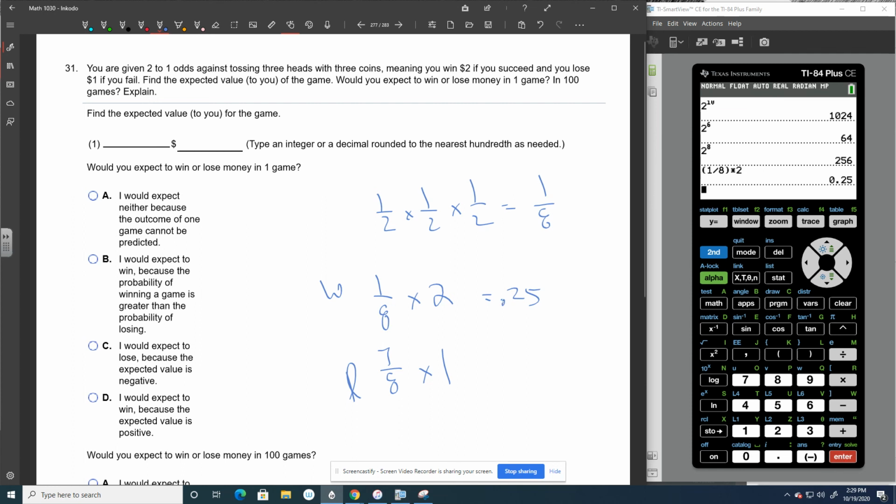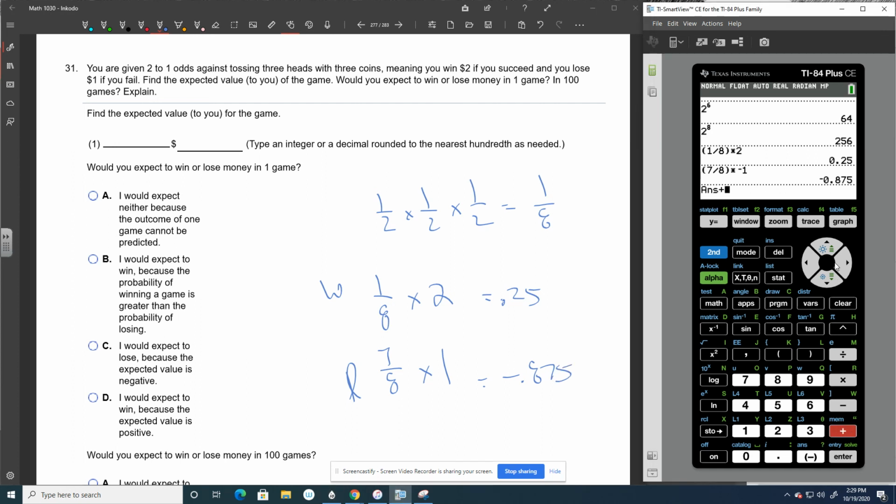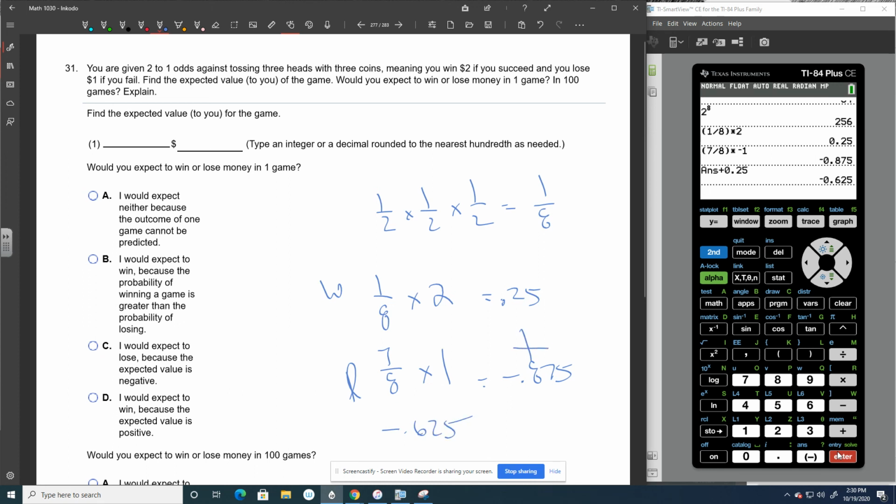And my chance of losing, that 7/8, I would times by negative $1, which gives me negative 0.875. So when I add these together, my expected value becomes negative 0.625. Because my expected value of the 2 events added together becomes negative 0.625.